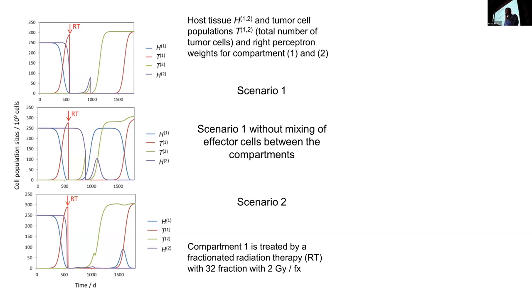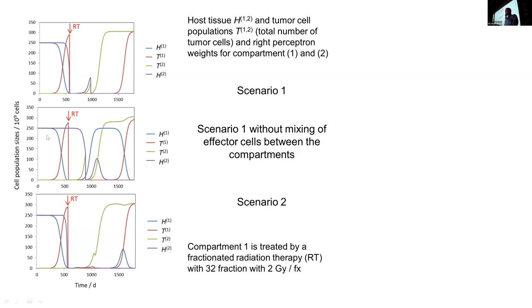Looking at the results, we can see that in the completely decoupled case, we have here in red the tumor cell population growing. So this is the tumor. Then you have the radiation therapy starting at day 570, and you can see how the tumor cells were killed. And in blue, you can see after a certain time how healthy tissue is recovering and repopulating compartment 1.